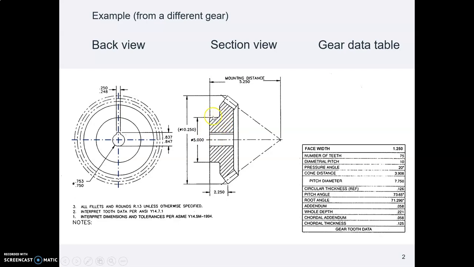In this gear, you have a hub sticking out the back of the gear, and you need to show that hub with a visible line. If you were to put your circular view off to the right of this section view, that hub would be a hidden line. It wouldn't be visible anymore, and that is less clear. So you want to arrange them in this order.